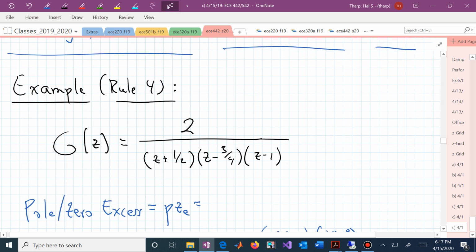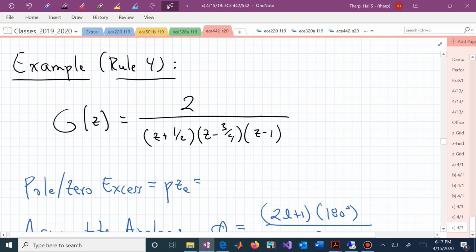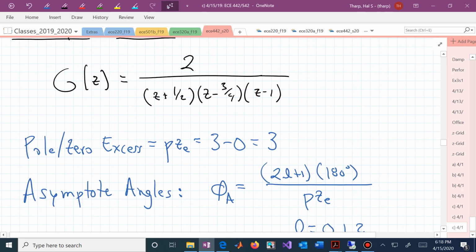Let's look at what that does for a specific example. Suppose now we have this plant, we have 3 poles, we have no finite zeros, so in this case our pole-zero excess is 3. We can now immediately calculate the asymptote angles. Phi sub a is 2L plus 1 times 180 divided by the pole-zero excess.